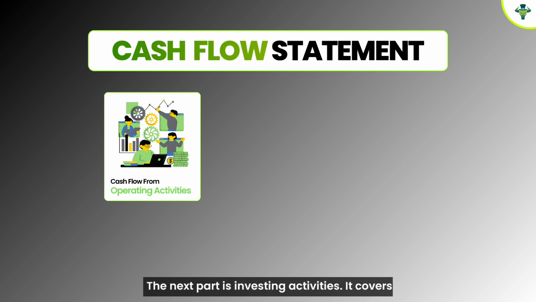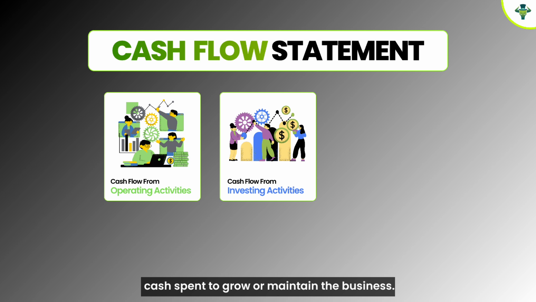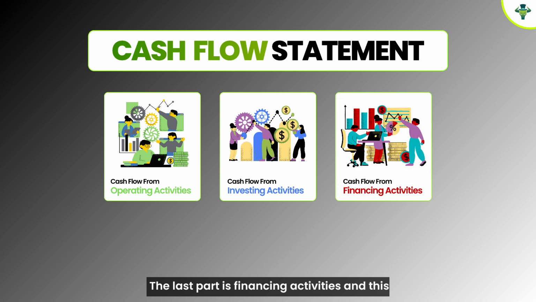The next part is investing activities. It covers cash spent to grow or maintain the business. For example, cash spent for buying equipment, investing in new projects, acquiring another company, or selling assets that are no longer needed. The last part is financing activities, and this shows how money comes into the business for funding and how it goes back out through loans and investors.